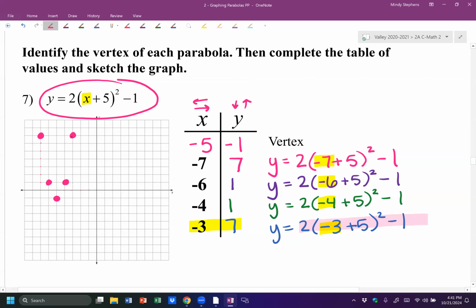So there's my points. You can see that the points kind of line up. These ones that I have set up for you, they kind of line up nicely like this, but we're going to do one in a second that might not look quite the same as this. So I'll show you what I mean.